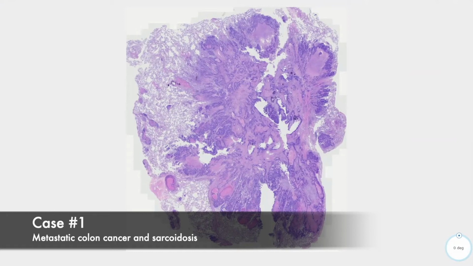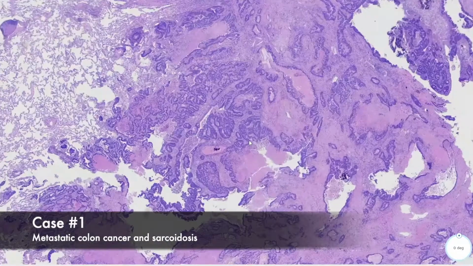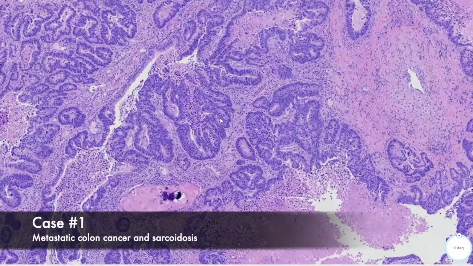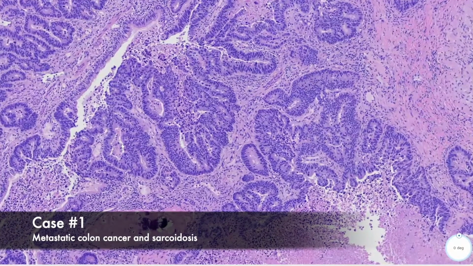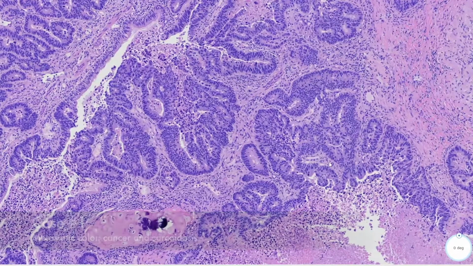And so what we can see from low power here is we have resection of the lung, and we have this unencapsulated lesion, but that is relatively well circumscribed from the adjacent lung parenchyma, which at this low power looks relatively normal. When we zoom into a higher power, we start to see these complex glandular structures forming these central lumina.